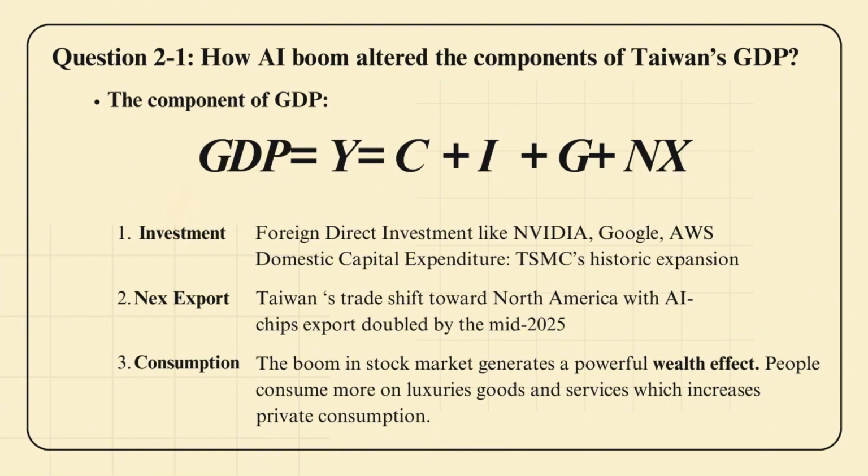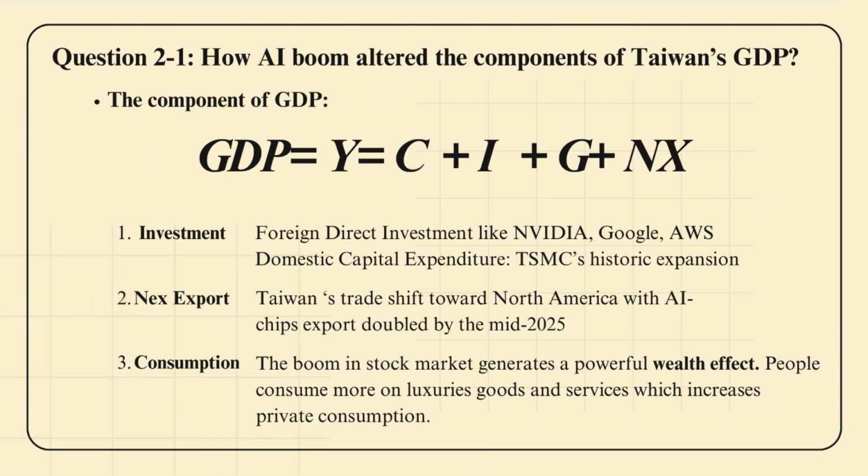The first one, for the investment, there was huge spending from both the domestic side and the foreign side. On the foreign side, foreign direct investment skyrocketed because the global tech giants came to Taiwan to build physical long-term facilities. For example, NVIDIA invested 1.27 billion on its Constellation R&D center, while Google and Amazon expanded their data centers here. Domestically, private investment hit a historic peak because TSMC fast-tracked its spending to build advanced 2 nano factories and packaging plants.